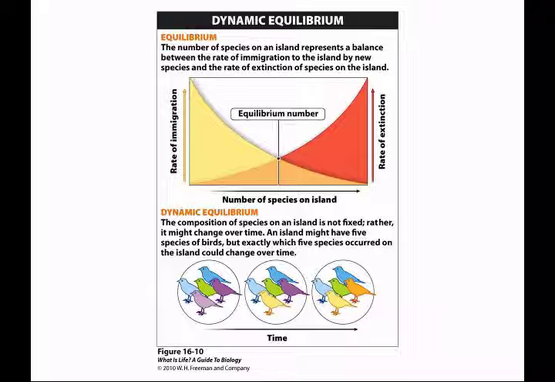If you're looking down at the pictures at the bottom, the composition of species on an island is never fixed. Because it's an island, it's going to have similar species to the mainland, but things come and go off of the island, and they never stay fixed because our environment never stays stable. There are always different weather patterns, different climates. So you can see that we have an island that supports five species, but exactly which one of those five species occurs at any time could be changing based on immigration or emigration, things coming and going, and the rates of extinction of those different species.